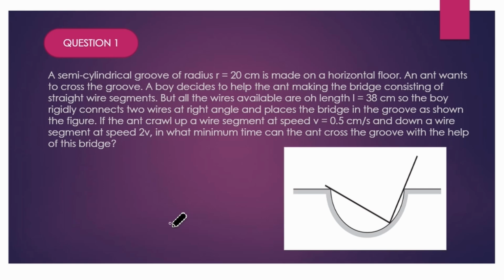A semi-cylindrical groove of radius r equal to 20 centimeters is made on a horizontal floor. An ant wants to cross the groove. A boy decides to help the ant by making a bridge consisting of straight wire segments. But all the wires available are of length 38 centimeters. So the boy rigidly connects two wires at right angle and places the bridge in the groove as shown in the figure. If the ant crawls up a wire segment at speed v equal to 0.5 centimeter per second and down a wire segment at speed 2v, in what minimum time can the ant cross the groove with the help of this bridge?